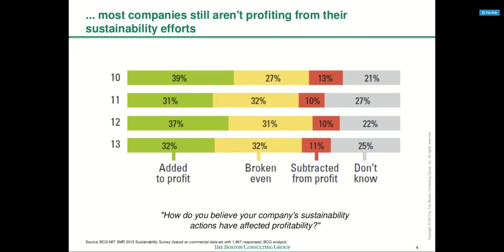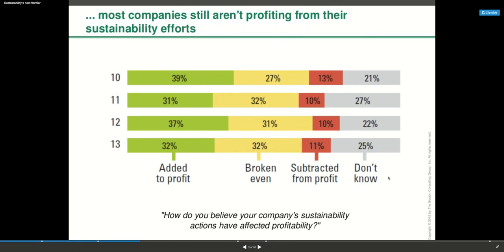So this second slide finishes the thought. Most companies still aren't profiting from their sustainability efforts. All these ones over here are kind of broken. The title tells you what you should learn, and then when you look at the data, these three sections, these people are not profiting from their sustainability efforts. You're breaking even, you're losing money, you don't know. Very few added to their profit. All right, so that's pretty clear.